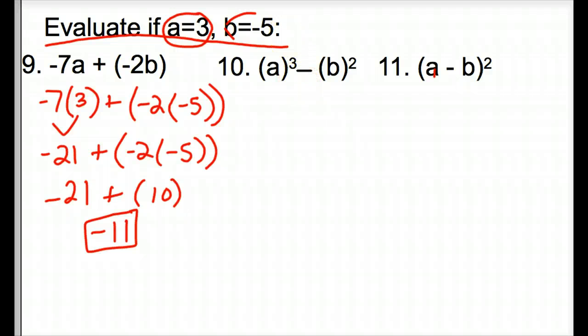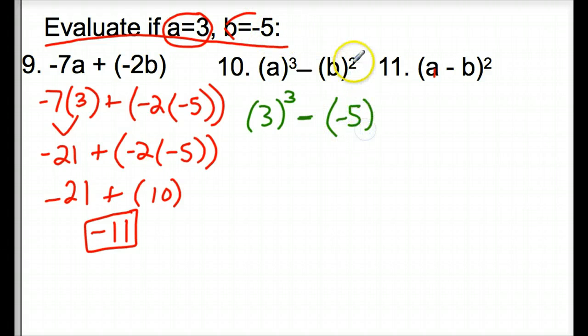Now, for 10, we're working with some exponents. Same thing, 3 goes in for a to the 3rd power. We're going to subtract from that b, negative 5 goes in for b squared. So 3 to the 3rd power is going to give us 27. Remember, that's 3 times 3 times 3, not just 3 times 3, minus negative 5 squared.